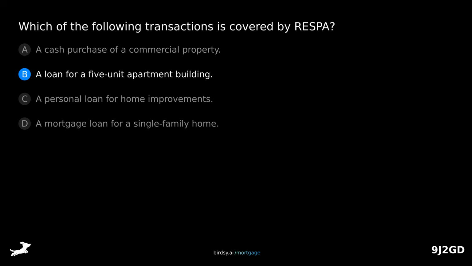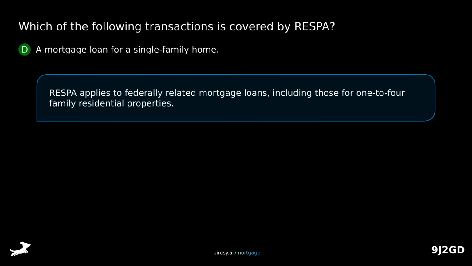B, a loan for a 5-unit apartment building? C, a personal loan for home improvements? Or D, a mortgage loan for a single-family home? The answer is D, a mortgage loan for a single-family home. RESPA applies to federally related mortgage loans, including those for 1 to 4 family residential properties.